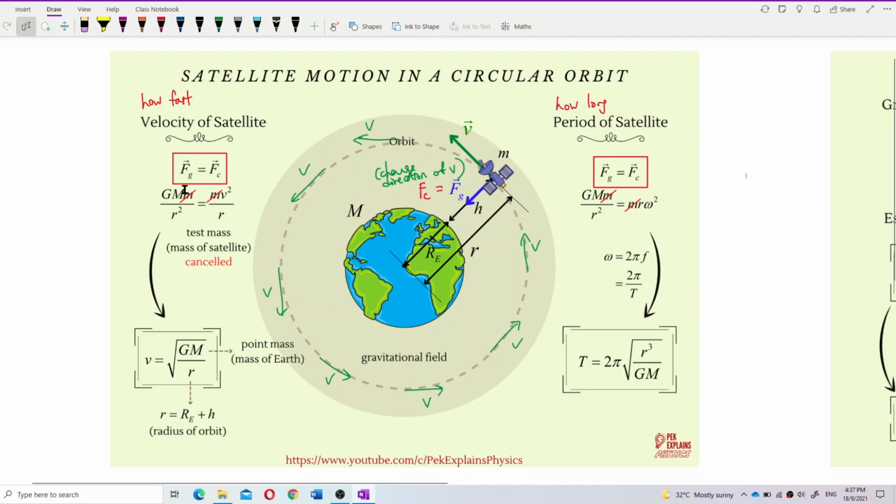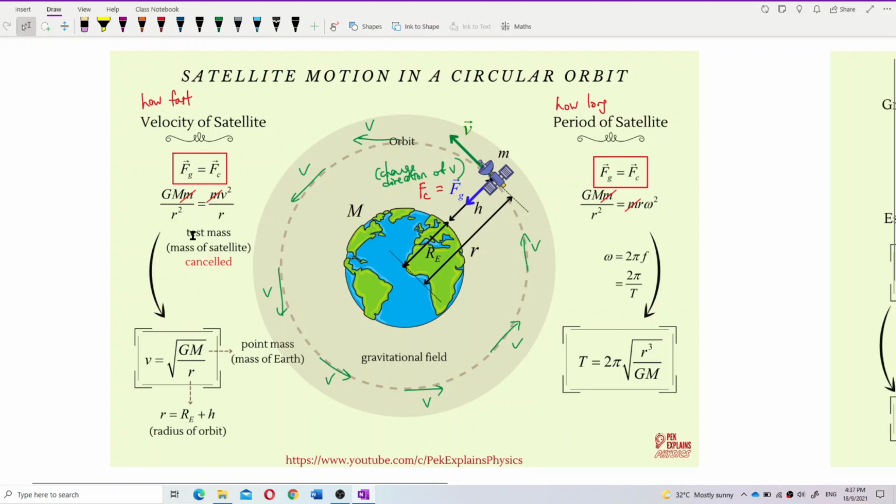Fg is the gravitational force, GMm over r squared, that we have learned earlier. Take the two masses: one is the mass of Earth and another one is the mass of the satellite. The big M is the mass of Earth, the point mass. The small m is the test mass, the mass of the satellite. Then the centripetal force formula is mv squared over r, which we learned in the chapter on circular motion. This m is the mass of the satellite.